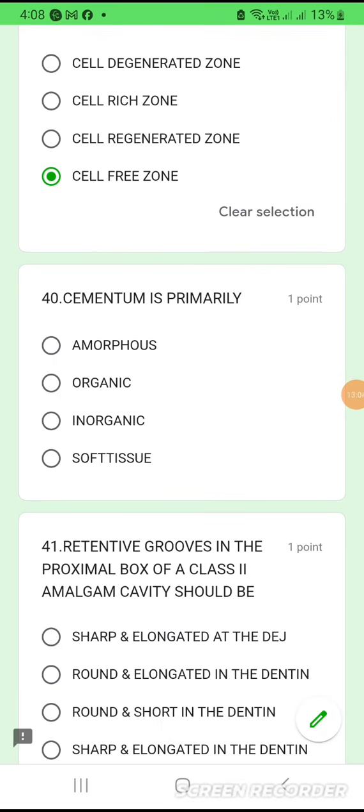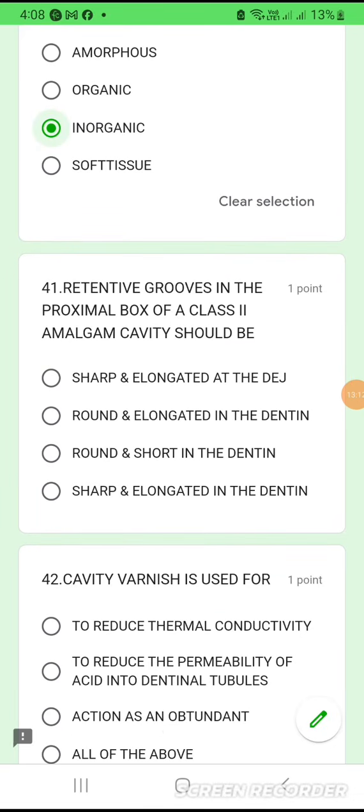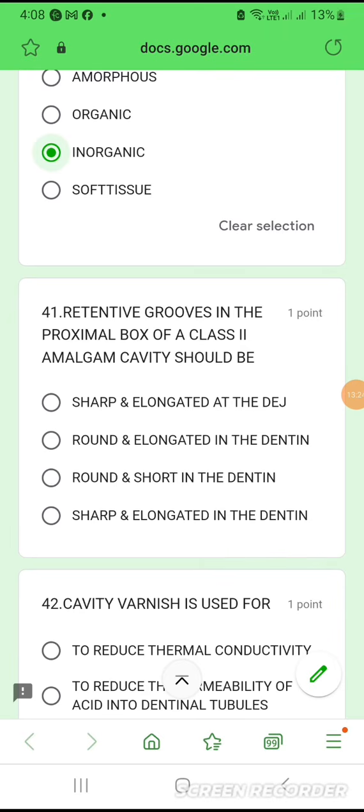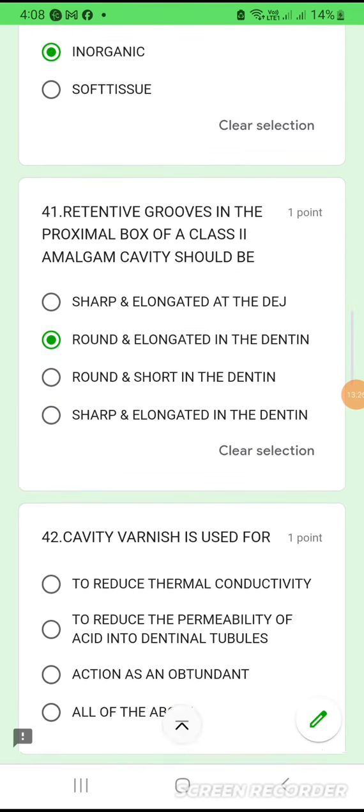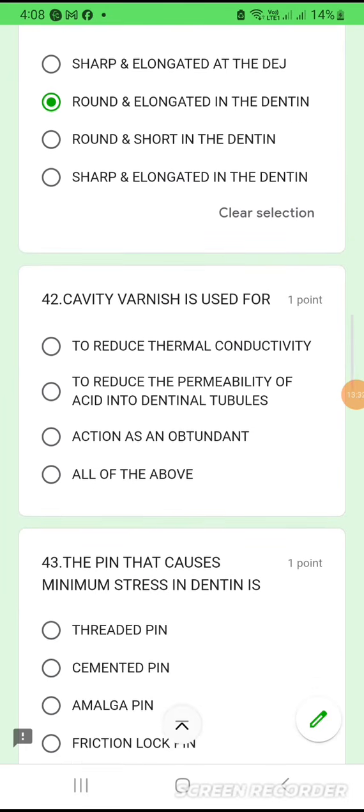Question number 40. Cementum is primarily amorphous, organic, inorganic, or soft tissue? It is an inorganic structure primarily. Question number 41. Retentive grooves in the proximal box of a class 2 amalgam cavity should be? The retentive grooves should always be rounded and they must be elongated in the dentine. Retentive grooves must always be rounded and elongated in the dentine.